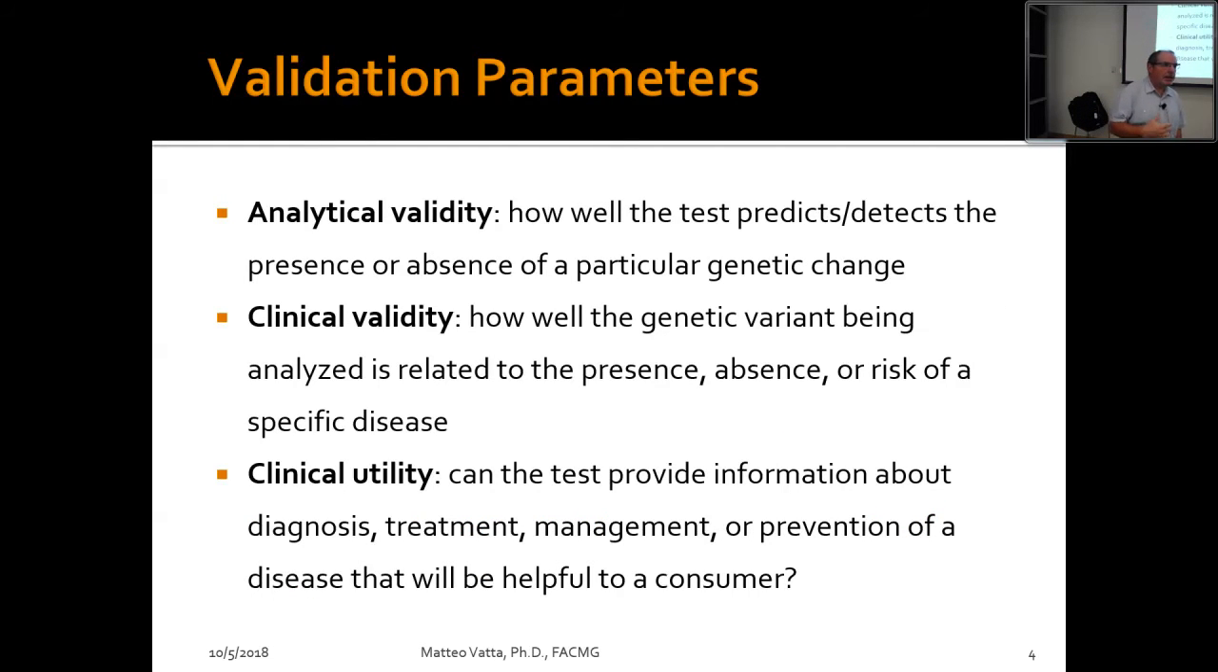So there are a lot of parameters that clinical laboratories need to take into account. The analytical validity, which is how well the test predicts or detects the presence or absence of a particular genetic change in a sample. The clinical validity, so how well the genetic variant being analyzed is related to the presence, absence, or risk of a specific disease. And the clinical utility: can the test provide changes in management, diagnosis, treatment, or prevention of the disease that will be helpful to the patients?